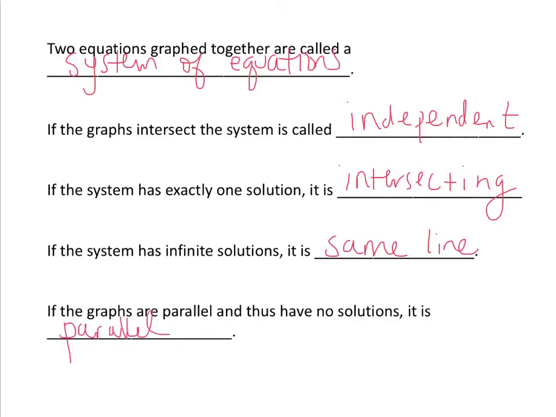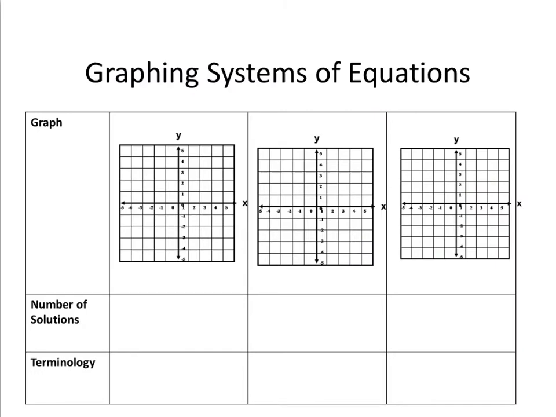Let's look at this on a couple of different graphs. Here we see the three types. If I had a graph that looked like this, I would see that I have one solution, and the name of this would be called intersecting lines.